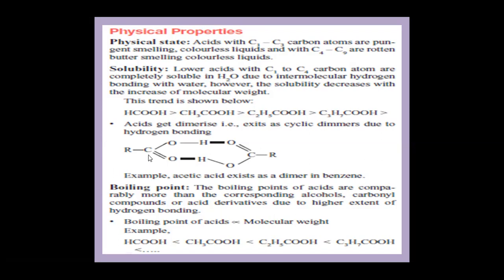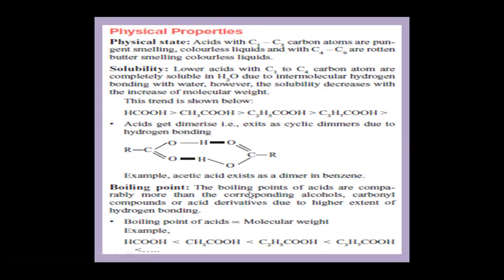Now, if you take the example of formic acid, acetic acid, propanoic acid, and butanoic acid, as you move from formic acid to butanoic acid, the number of carbon atoms increases and the solubility decreases. Acids also get dimerized, that is, they exist as cyclic dimers due to hydrogen bonding. For example, acetic acid exists as a dimer in benzene.